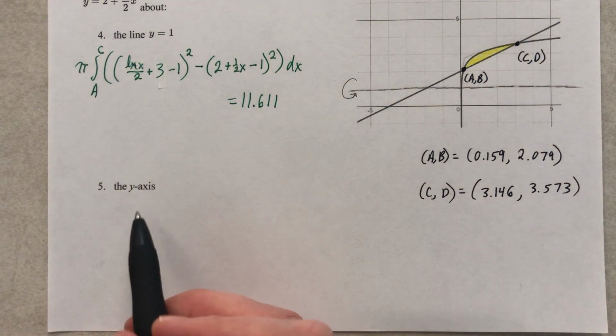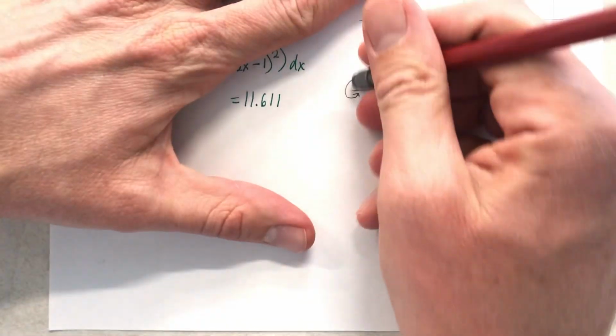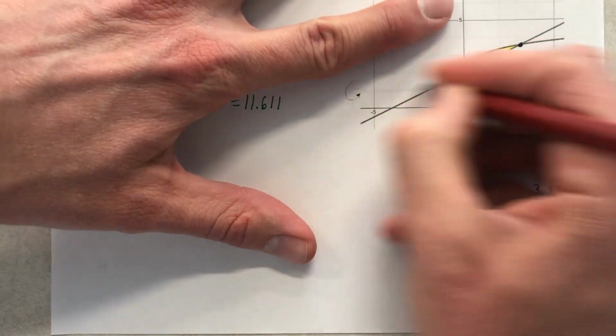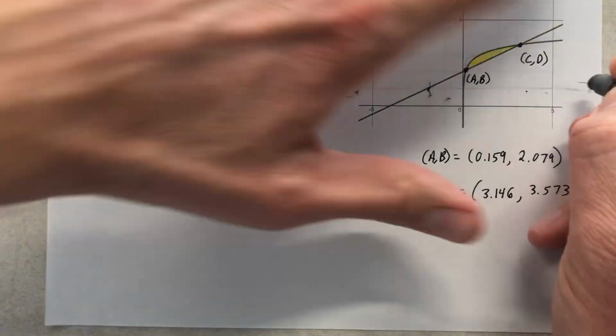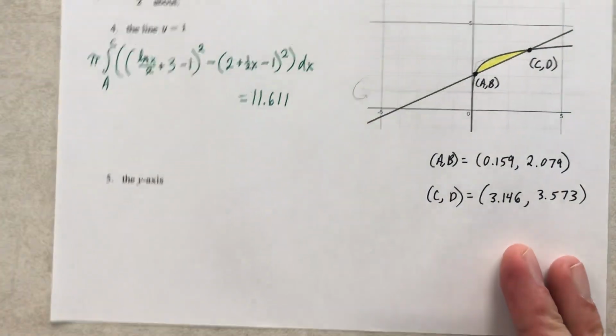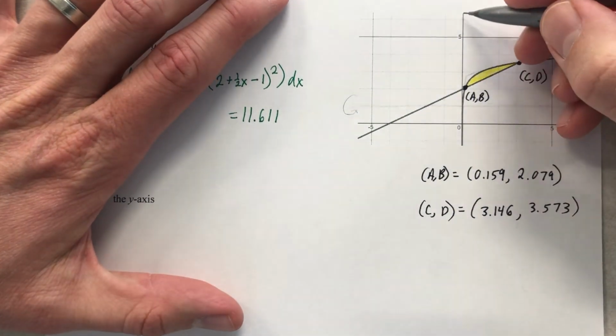All right, things are about to get a little crazy. We're going to rotate this around the y-axis. Whoa, what? All right, time for the eraser. Erase this line right here. And no longer are we rotating around this line. We are now rotating around this line.